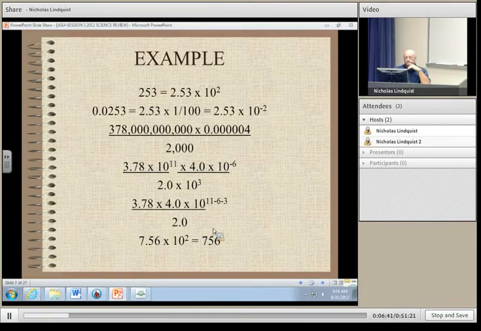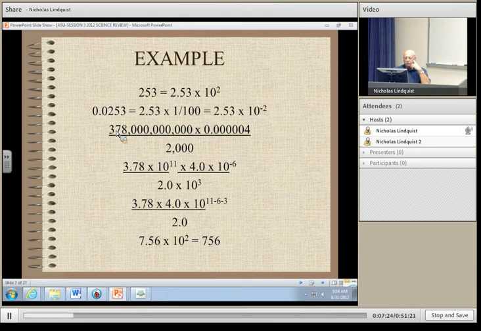Now, we use scientific notation primarily to help us deal with big numbers or make dealing with big numbers easy. For example, we can take 253, we can condense that number down to 2.53 times 10 to the 2 power, or 10 squared. Or we can take 0.0253 and make it 2.53, and we do that by taking it to the 100th of that and express it as 2.53 times 10 to the minus 2.